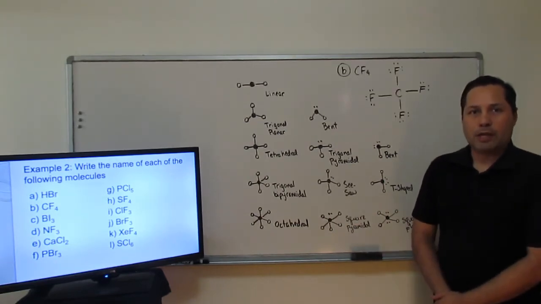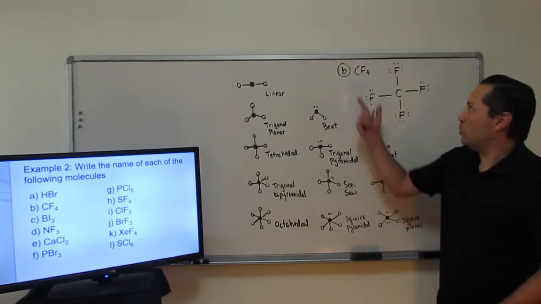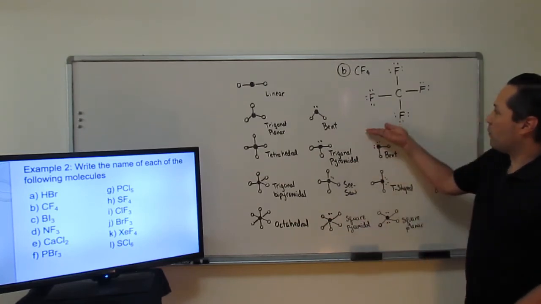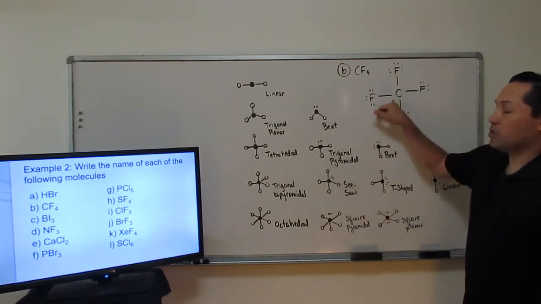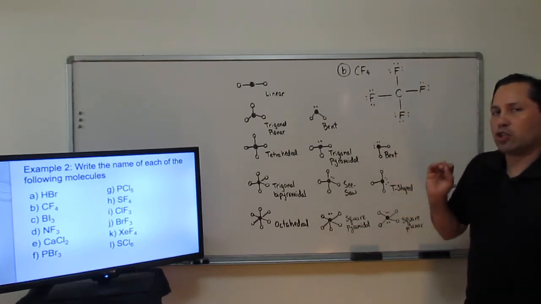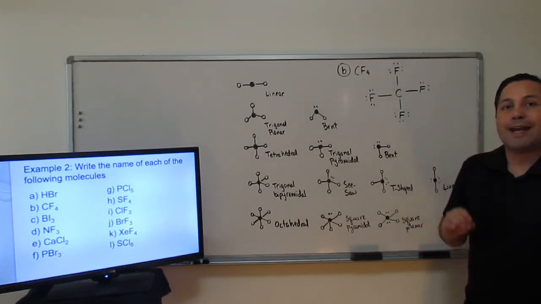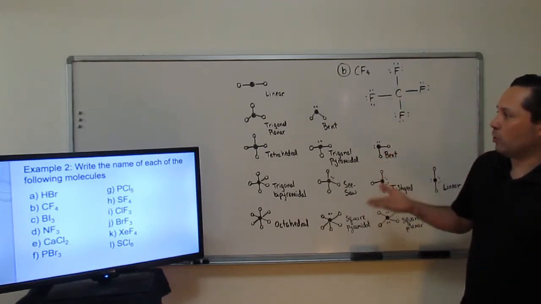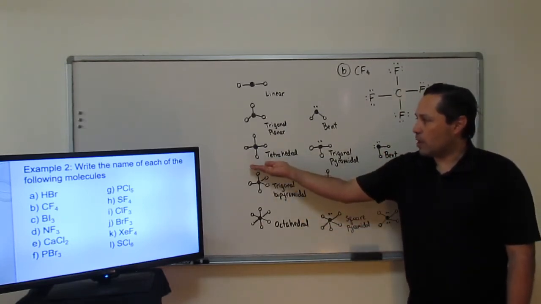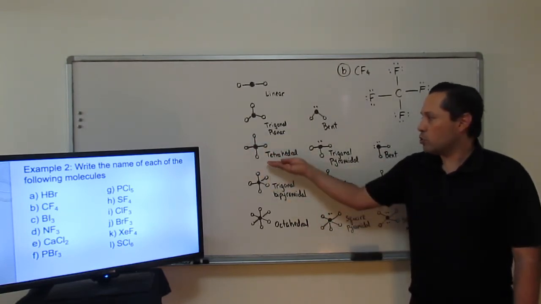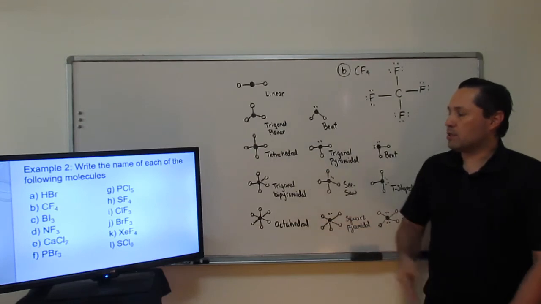Up next is letter B. For letter B, we get the molecule CF4, carbon tetrafluoride. The Lewis dot diagram for this molecule looks like this. For the central atom, we count how many shared electrons, so that's the line, that's a bond. So it's got 4 shared and 0 unshared. So now you start looking, and the answer is this one right here. It's got 4 shared and 0 unshared pairs of electrons. So the answer for letter B is tetrahedral.